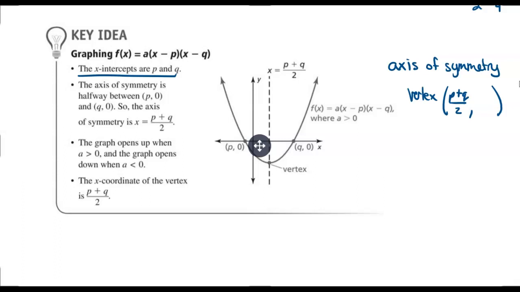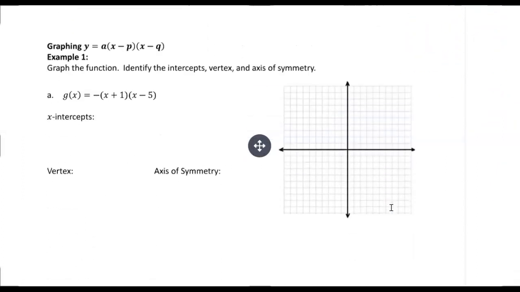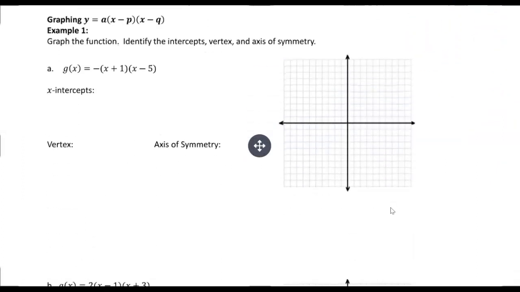Once you have the x value of your vertex, you'll be able to plug it back in and find the y value of the vertex, or you'll be able to write your axis of symmetry as x equals the x value of the vertex. And as with the other forms, the a, the number in front of the x minus p and x minus q, if it's positive, it opens up. If it's negative, it opens down. Okay, so let's look at this.